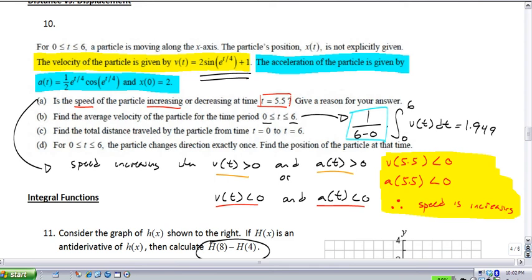Velocity is, let's see, do they give us feet or time? They say the particle is moving. That's really weird, because when I give an average velocity, I want to say like miles per hour or feet per second, and they don't tell me what the units are. I don't know, so I'm going to say 1.949 units per time unit.